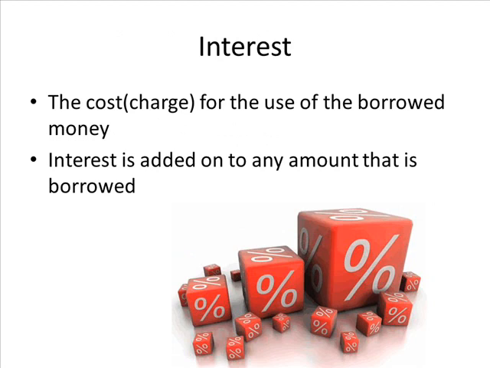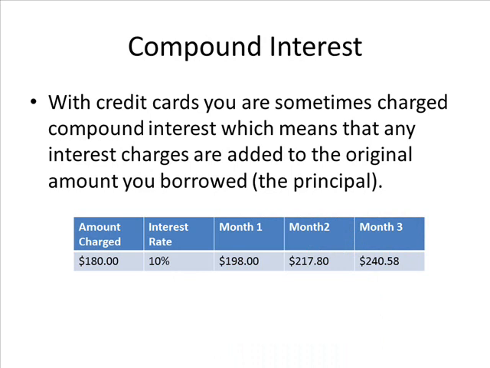As I just said, interest is the cost for the use of borrowed money. Interest is always going to be added on to any amount that is borrowed. When dealing with credit cards, which is a specific form of credit, compound interest comes into play. Compound interest is added on to the original amount that you borrowed, which is the principal amount.